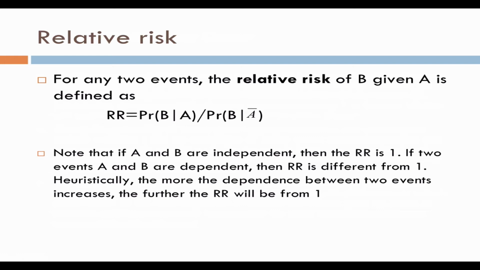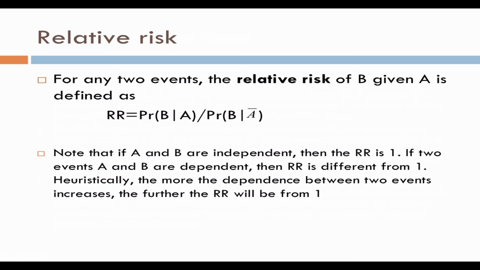Relative risk is a number that you hear very frequently in epidemiology literature or in statistics. The relative risk of B given A is defined as the probability of B conditional on A over the probability of B conditional on A complement. So it's a ratio of two conditional probabilities. One is B conditional on A happens, and the other one is the probability of B happens conditional on A doesn't happen.